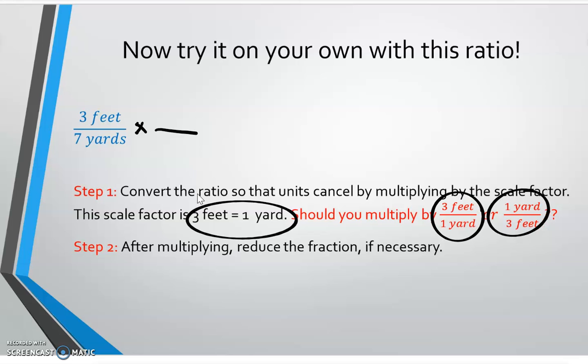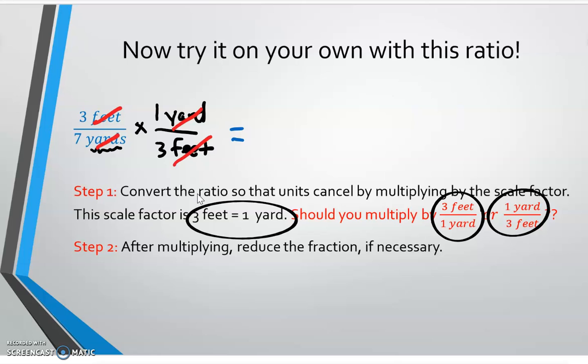If you remember from the last problem, you should see that yards are on the bottom of the ratio here, so I want them to be on the top of the ratio here. So I'm going to say 1 yard is equivalent to 3 feet. So 1 over 3. And then what happens is feet divided by feet cancels, yards divided by yards cancels. Now let's just multiply straight across.